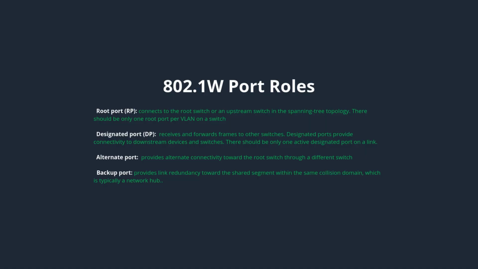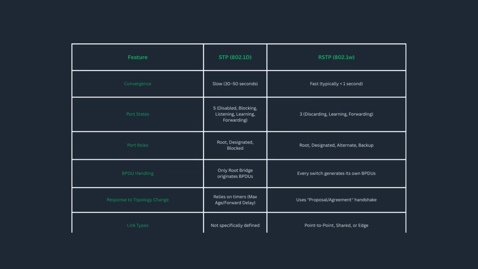Alternate port. This provides alternate connectivity toward the root switch through a different switch. Think of this as your backup path. Backup port. This provides link redundancy toward the shared segment within the same collision domain, which is typically a network hub. In modern networks, this is less common but still important to understand. Let's put it all together with a direct comparison between traditional STP and RSTP.